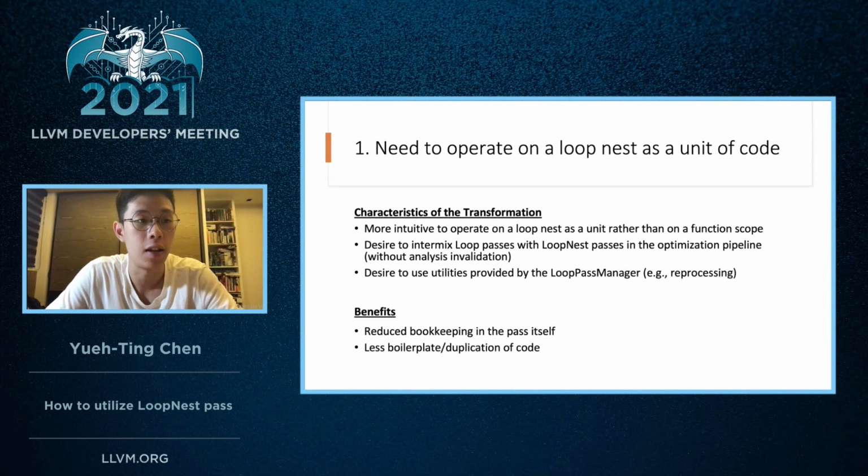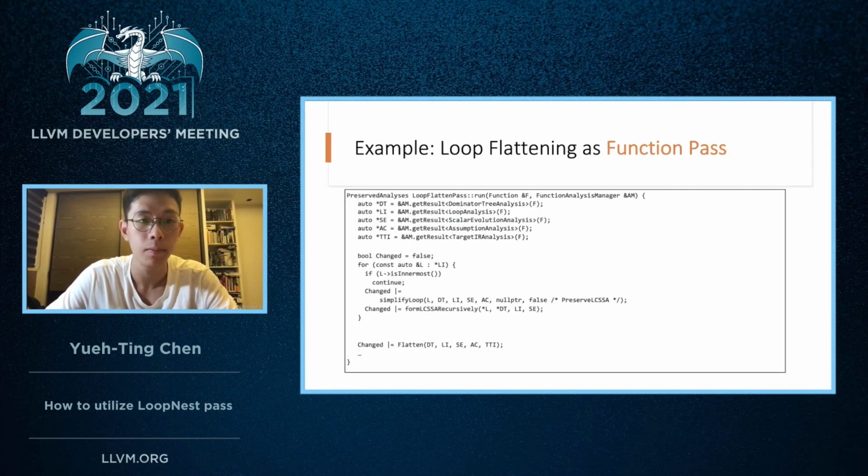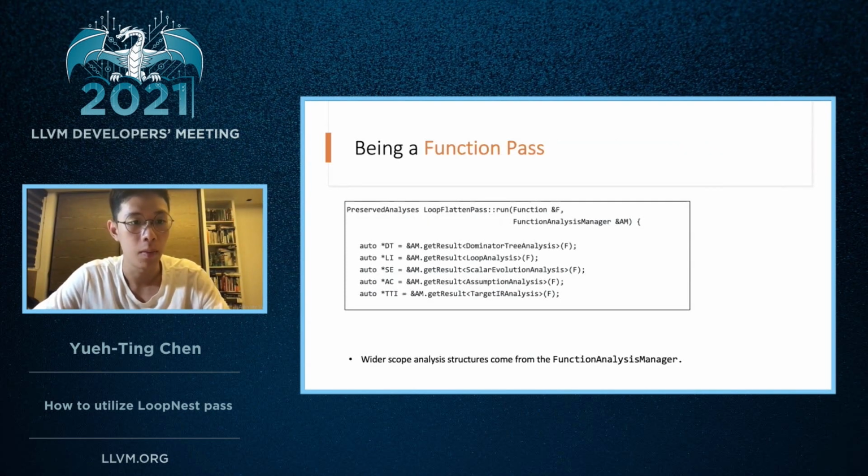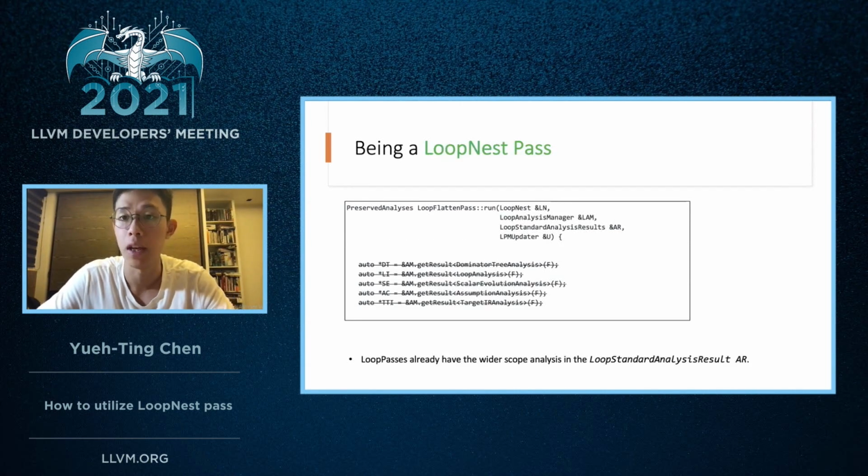And the next thing is that being a LoopNest pass allows the pass to be in the loop pass pipeline, and this would allow the pass to use utilities provided by the pipeline. For an example, here is the flattening as a function pass. Inside the run function of the pass, you can see that it has to call the function analysis manager to get the wider scope analysis structures. Being a LoopNest pass means that the loop pass pipeline already provides the structure, and so these lines of code are not needed.